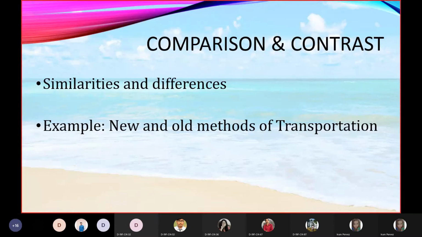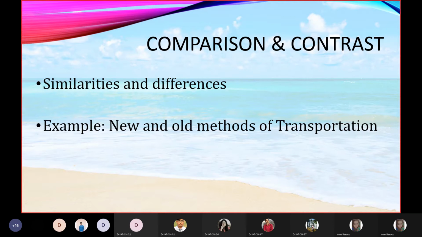Then we have comparison and contrast. In comparison and contrast, what do we do? We write similarities and differences in order to explain certain things. This is the third way of explaining things. As we have written transport in descriptive, right? And then history of transport in sequence. Then we have comparison and contrast, where we see similarities and differences in order to explain things.